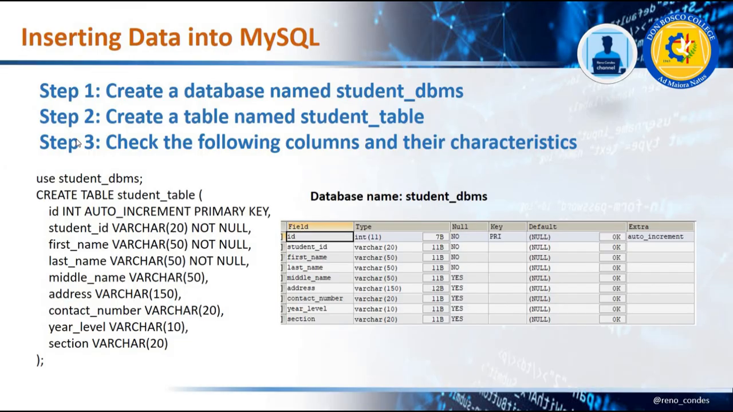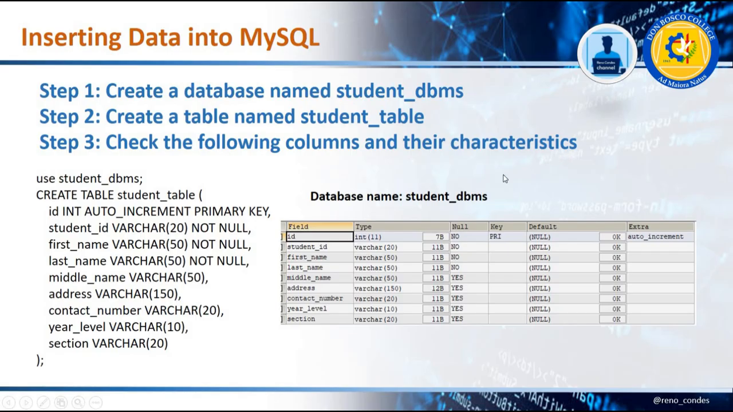Before we proceed to PHP coding, we are expecting that you already have knowledge in creating a database. Please follow the following steps. Step 1. Create a database named student_dbms. Step 2. Create a table named Student Table. Step 3. Check the following columns and their characteristics.